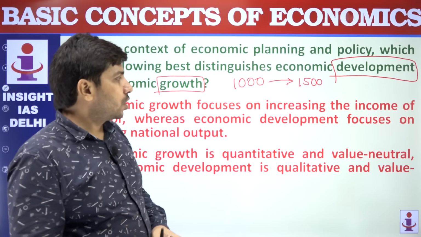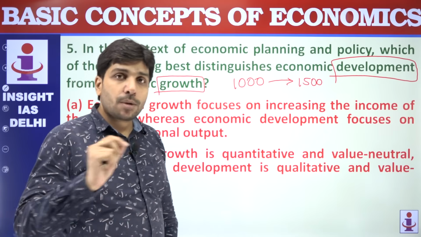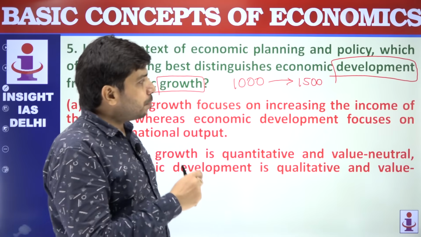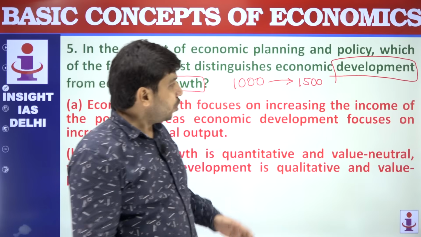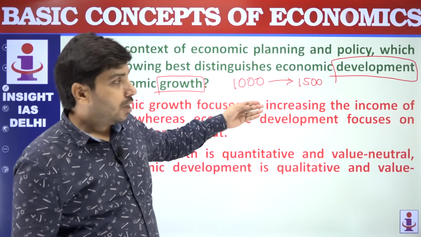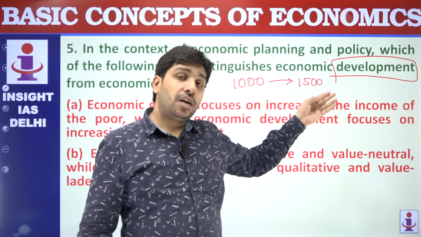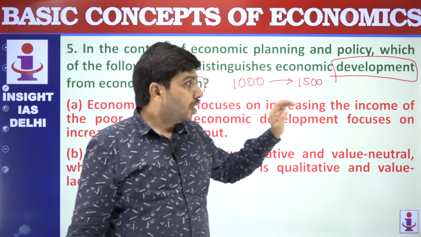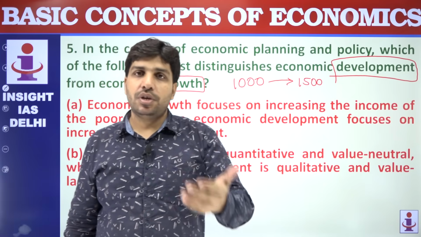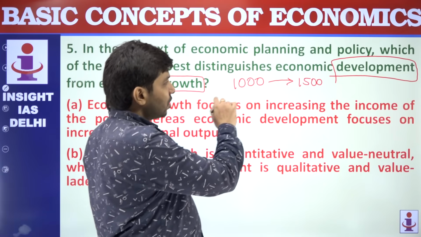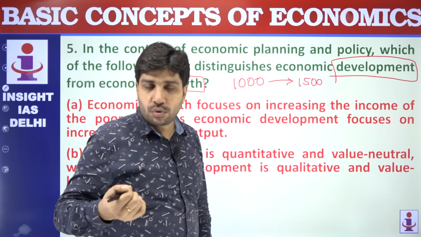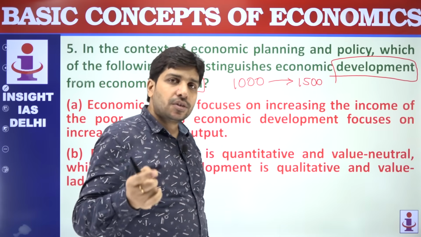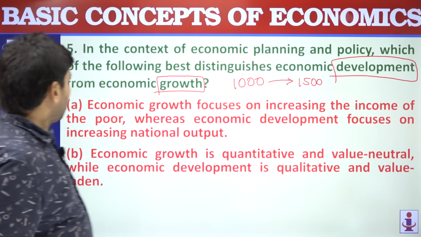This is called growth. But development depends on whether your quality of life also improved. Here you are eating only rice and dal. Here you added curry as well. Here you are having dry fruits as well. Then your standard of living also increased. So this is the difference between growth and development. Growth is only about quantity and development is about quality.